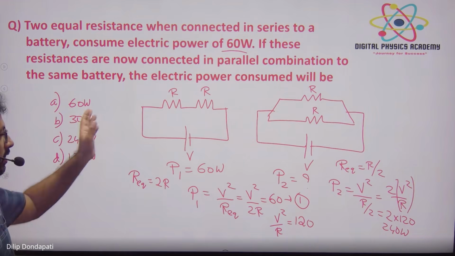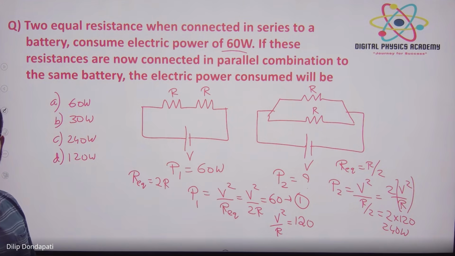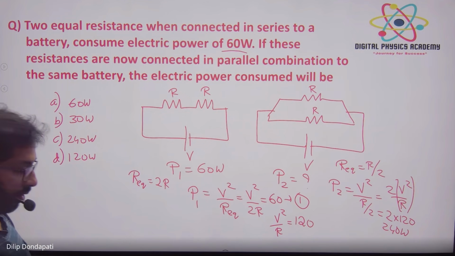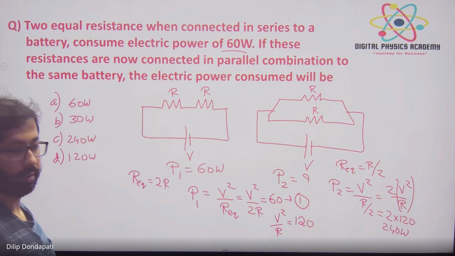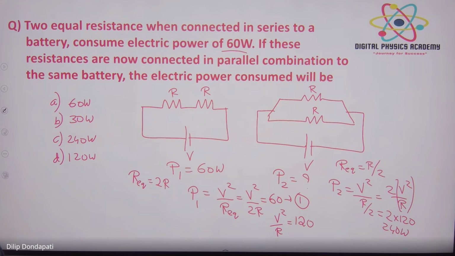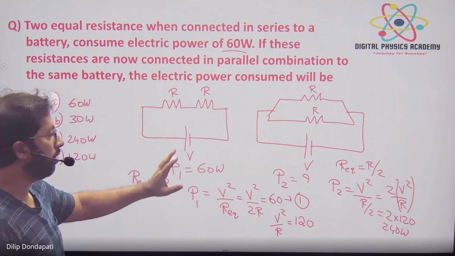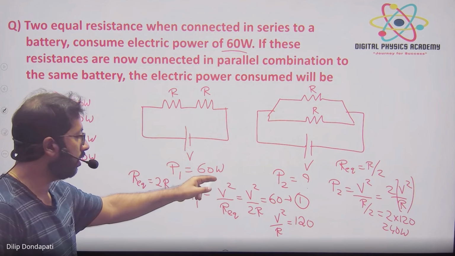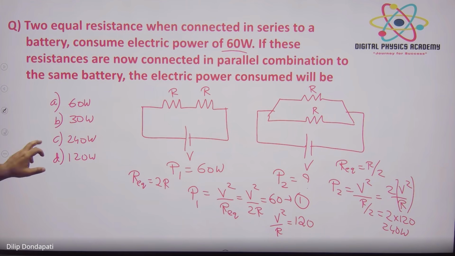So this will give both cases, and we can use the result from that. V square by R equivalent. So three formulas are there, right? We can use any of them, but current is not given. We are using that in terms of voltage. V square by R. 240 is the answer.